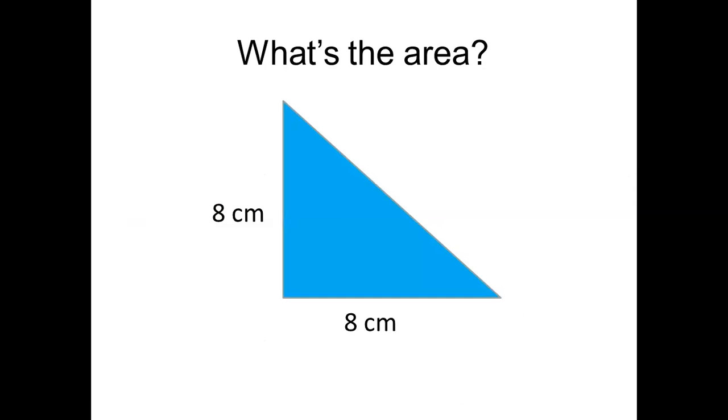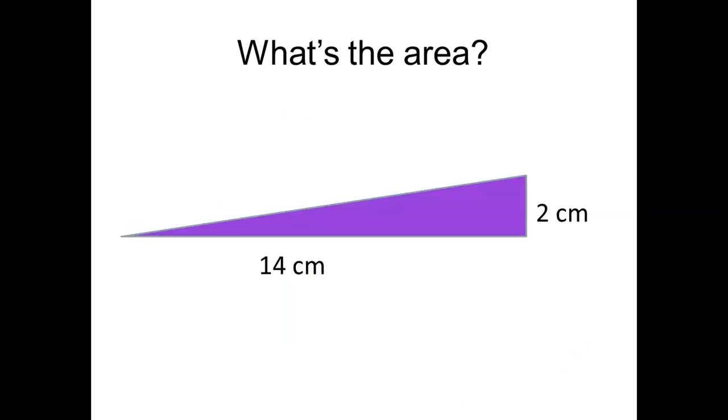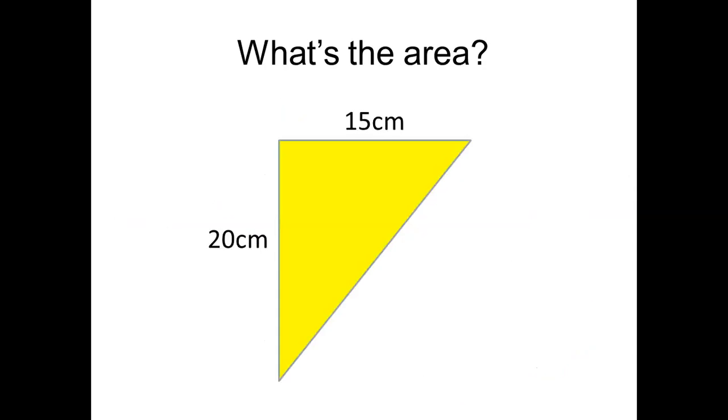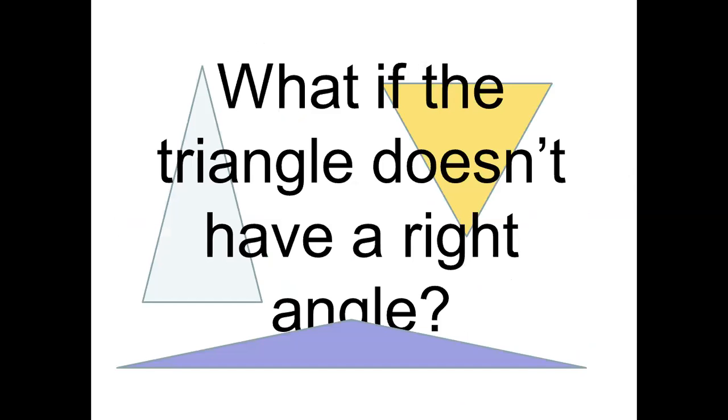Or a triangle like this, I will multiply half by 8 by 8, which is going to be 32. And this example, it will be half times 8 times 3, which will be 12. Here, half multiply 14 multiply 2 will be 14. Half multiply 20 multiply 15, 150. Half multiply 8 multiply 20, it will be 80.